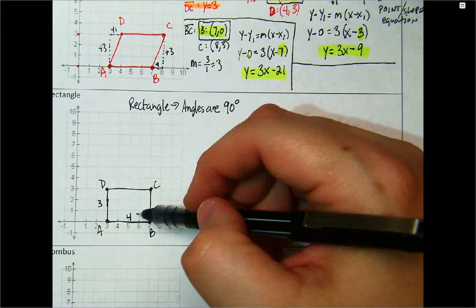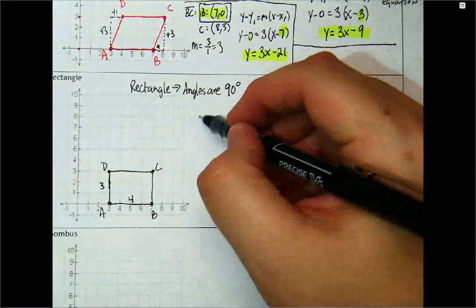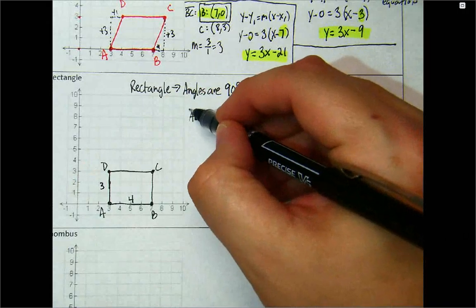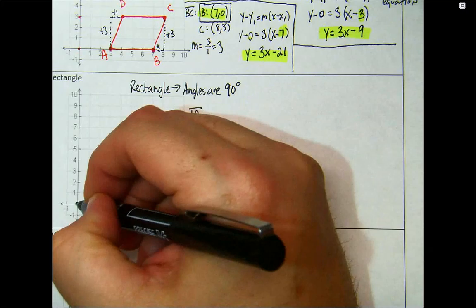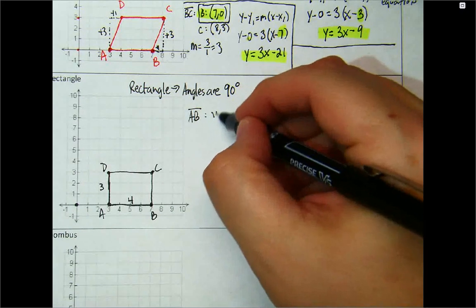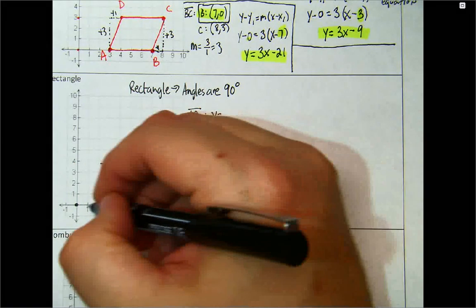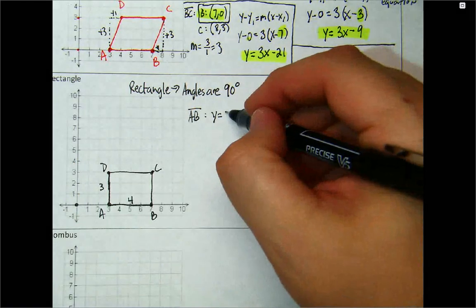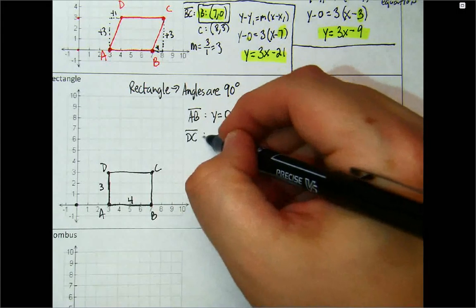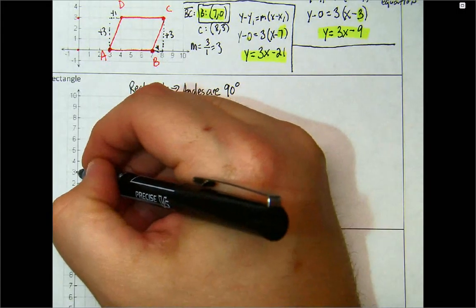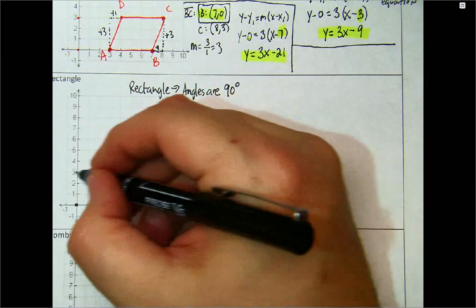Now, for segment AB, it's horizontal, so where does it hit the y-axis? Where does AB, if I extended it out, where would it hit the y-axis? 0. How about DC? Where would that hit the y-axis? It would hit it at 3.